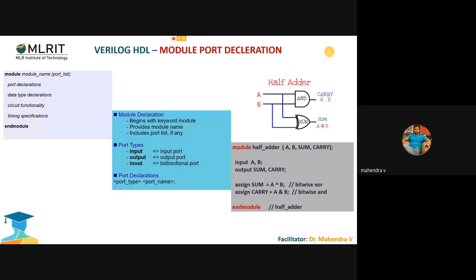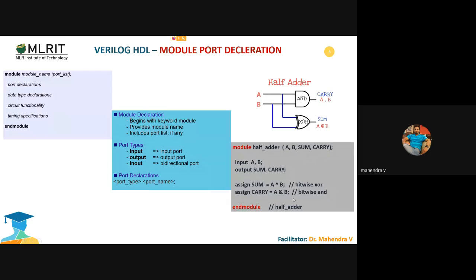In C language, if you simply write sum equal to A cap B, that is fine, but here we need to use the assign construct. Okay, the assign construct is the construct used for assigning the equation at the right hand side to the variable at the left hand side.